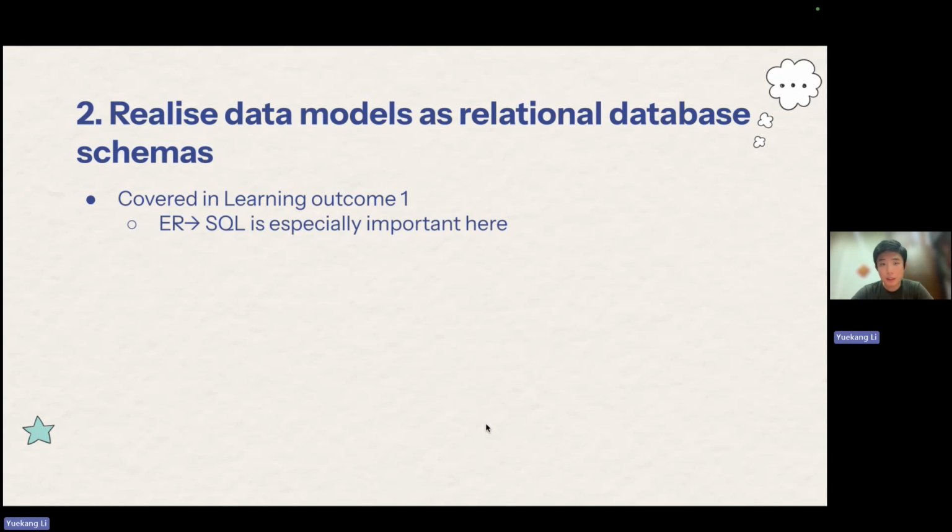Our second learning outcome is to realize data models as relational database schemas. Actually, this is covered in learning outcome 1. It's basically how we can design ER models and how we can map ER models into relational schemas. How to map ER models into SQL schemas is especially important here because eventually we want SQL schemas in practice.